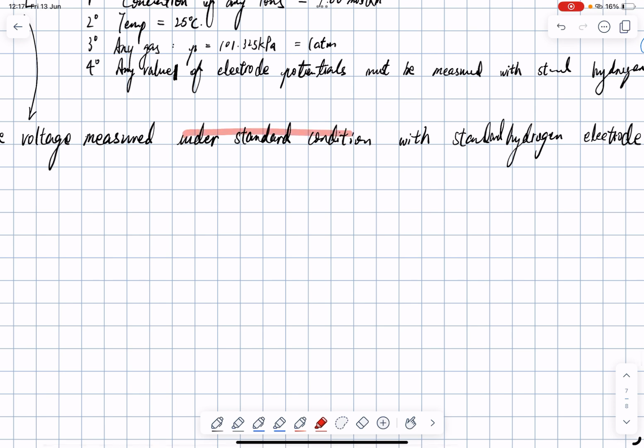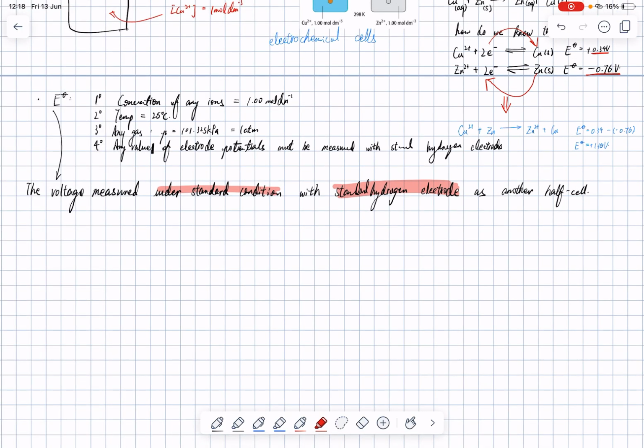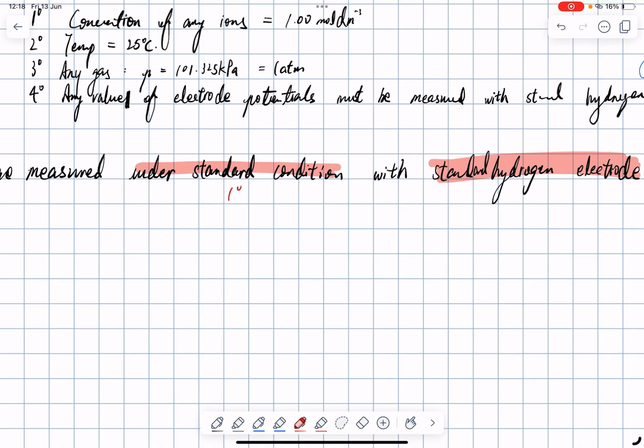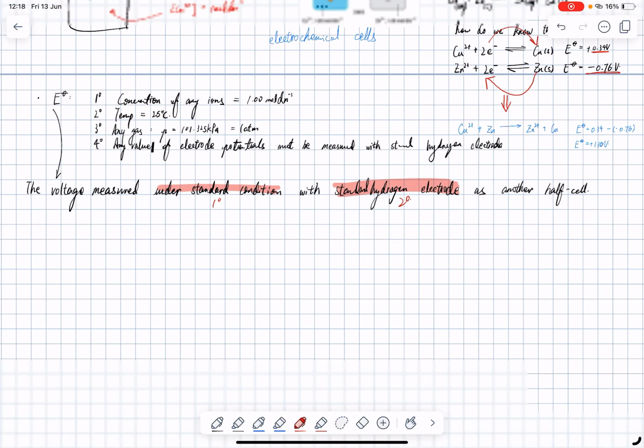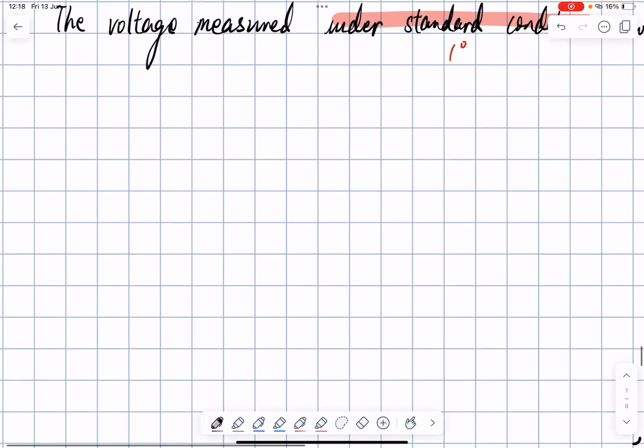Keywords are "on the standard condition" and "with standard hydrogen electrode." These are key points if you are getting a question about the definition of standard electrode potential for 2 marks. There will be 1 mark for this and another mark for this. So that's really essential. Just memorize this. There's no other way to do it.